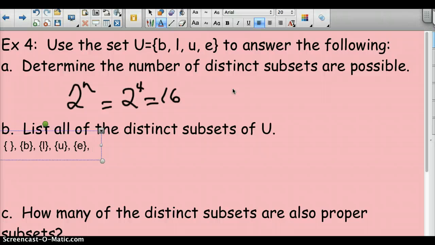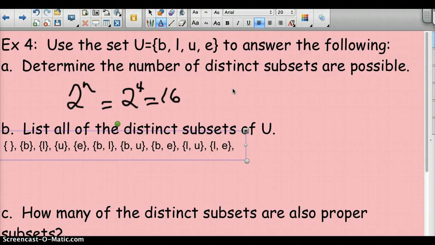Then I'm going to move on to 2. Moving on to 2, I can do B and L. I can do B and U. I can do B and E. I can also do L and U. I can also do L and E. And I can also do U and E. So those are listed out, all of those which have 2.